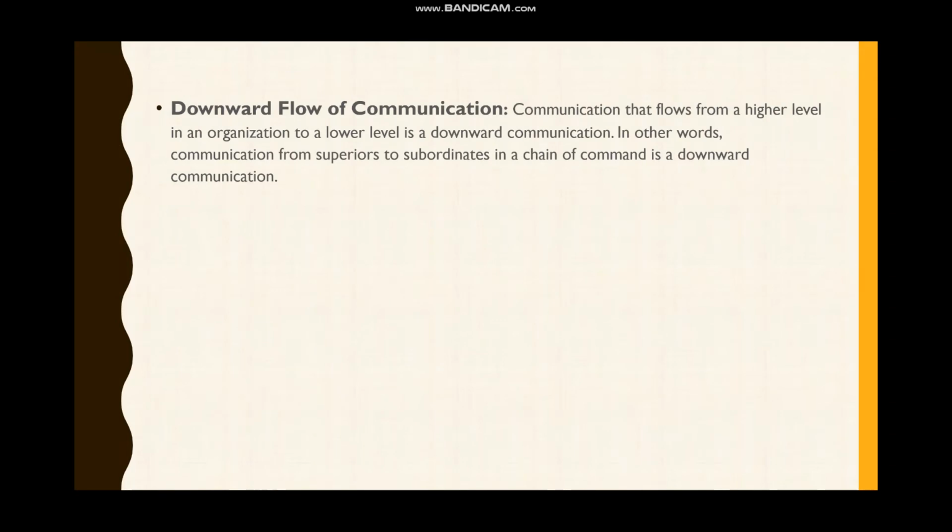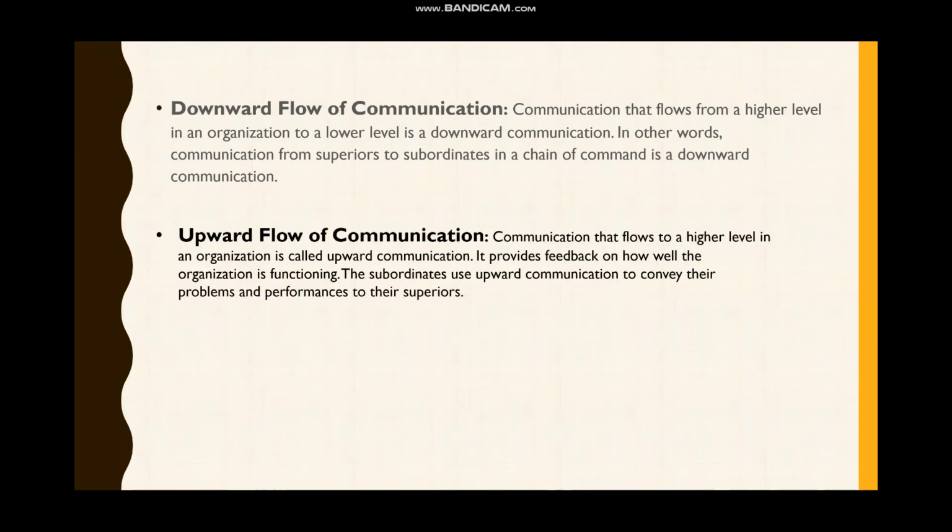The first one, downward flow of communication. As the name suggests, communication that flows from higher level to lower level in an organization is called downward communication. In other words, communication from superiors to subordinates in a chain of command is called downward communication.